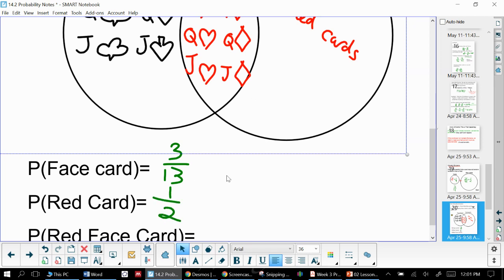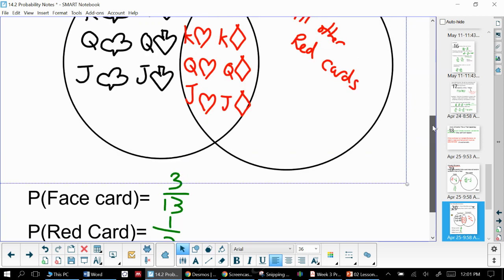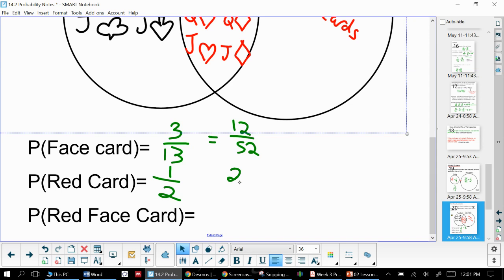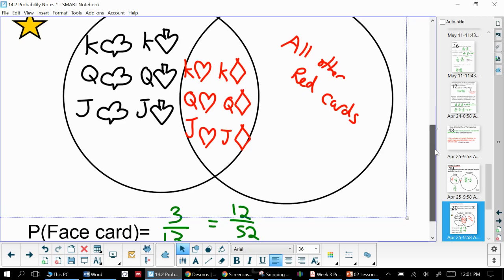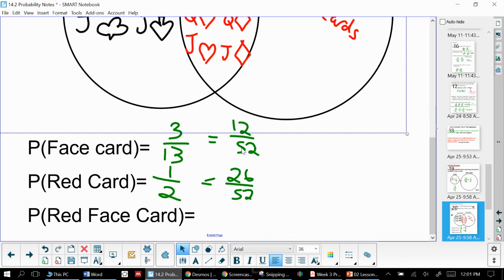Now, if I just added those together, the problem is that I've counted those 6 cards twice. This is 12 out of 52, and this one is really 26 out of 52. The problem is these 6 cards here, you can't see when I just point at my screen, can you? These 6 cards are counted in here twice. If I just added those together, I'd be counting all those cards twice, and my probability would be off. So what I need to do now is find the probability of my red face cards, and there are 6 out of the 52.